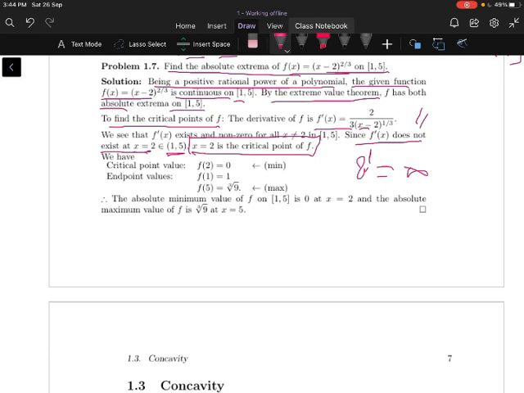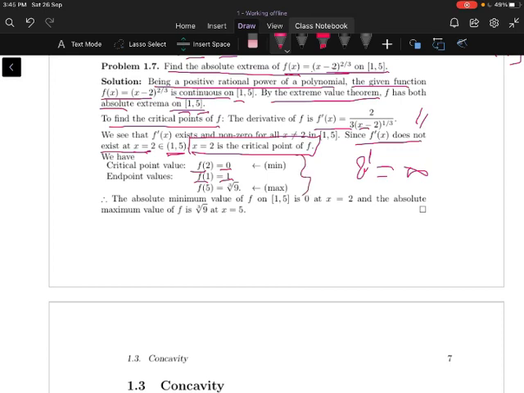Now we have to find the function values. At the critical point, what is the critical point? 2 is a critical point. What is f(2)? Put x = 2 here. 2 minus 2 is 0. Yes, f(2) is 0. End values of the interval: what are the end values? 1 and 5. At x = 1, what is f(1)? 1. At x = 5, f(5) is equal to 9^(1/3).